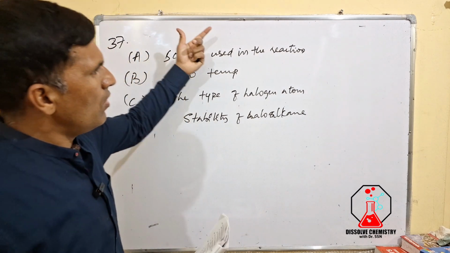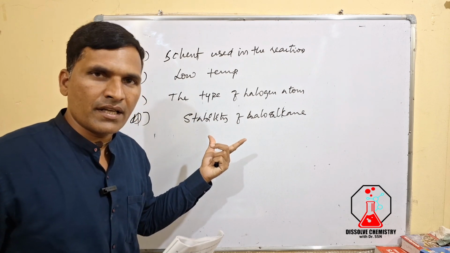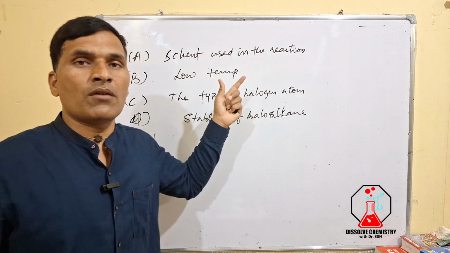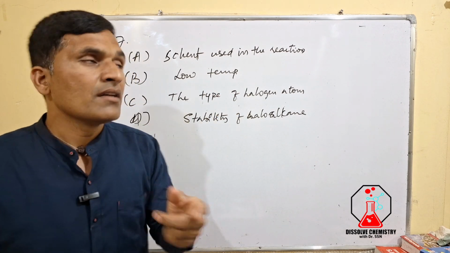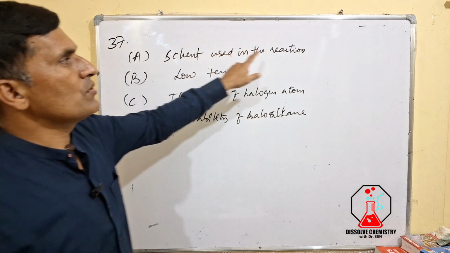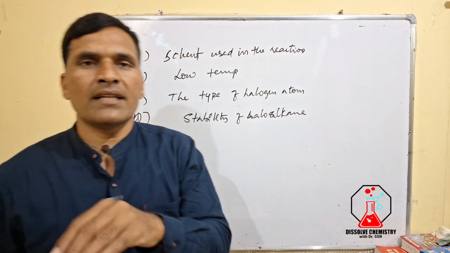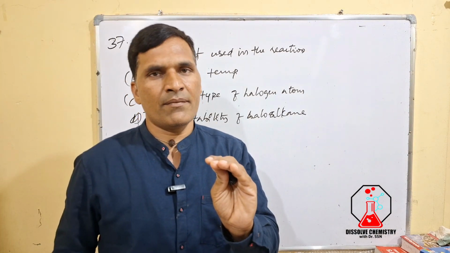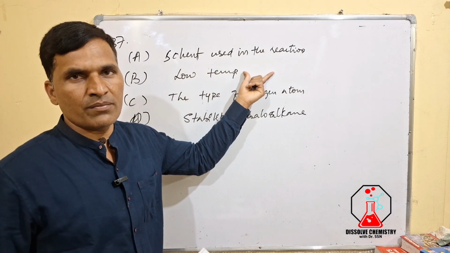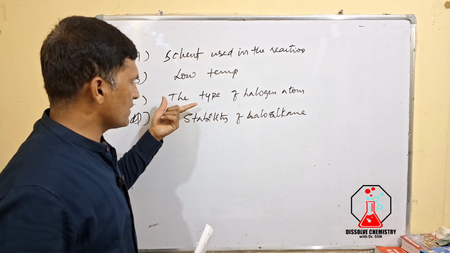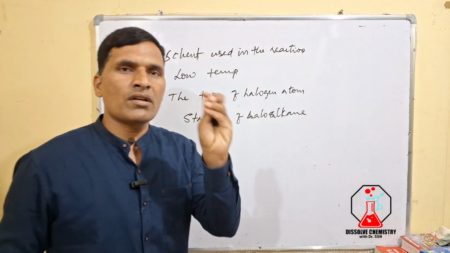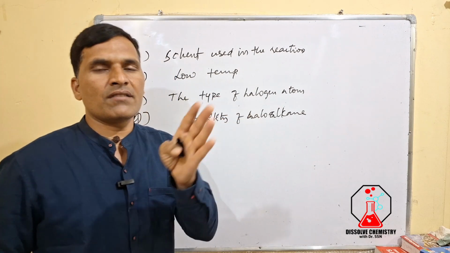See here, among all the 4 factors given here, we cannot say that any one of the options is more relevant, but in the given options we have to identify one. Solvent used in the reaction, of course, is going to decide SN1 or SN2 to a small extent. Then next is low temperature, nothing to do with the temperature for SN1 or SN2 mechanism to be followed by the reaction. And the third option is type of halogen atom, bromo, chloro, that doesn't make any difference, so it does not have any influence to make the reaction either SN1 or SN2.